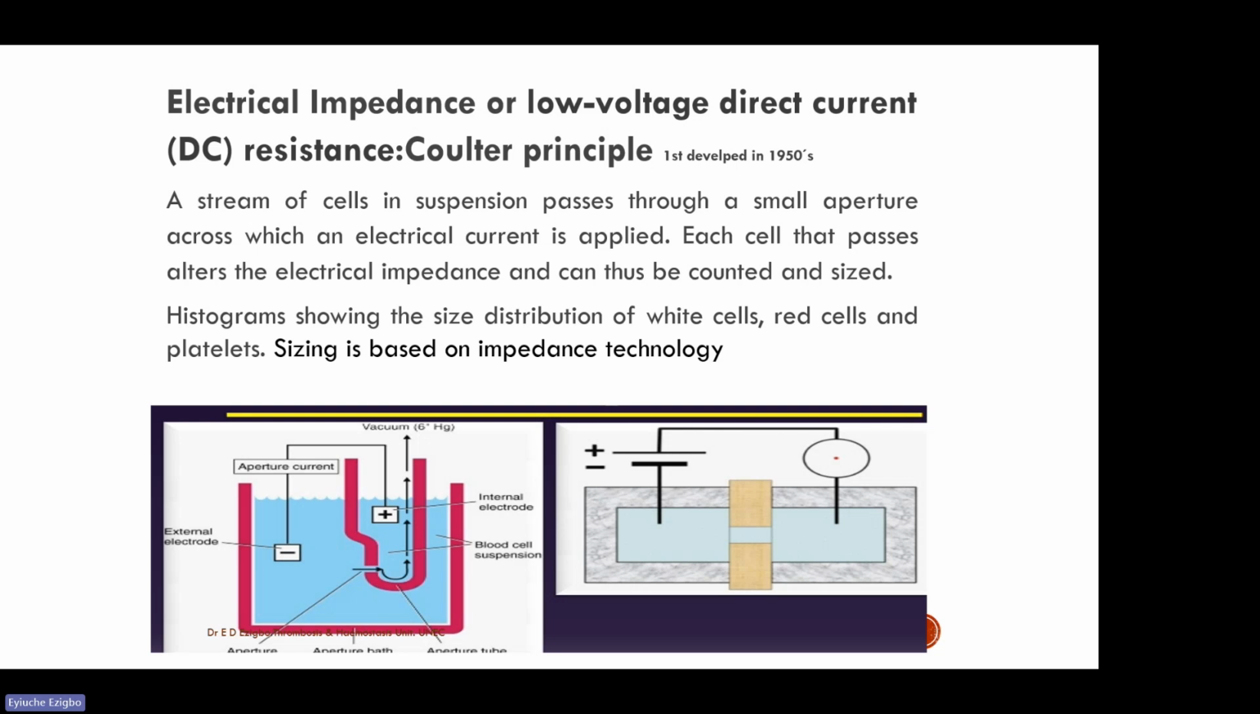So this is how the first automated hematology analyzer, which used the principle of impedance developed by Coulter, was able to count these cells as they move past the electrical gradient. Of course, there will be a resistance, an impedance, as they pass, and as that happens, it picks it up as a signal that a cell has passed. That is the principle of impedance developed by Coulter.